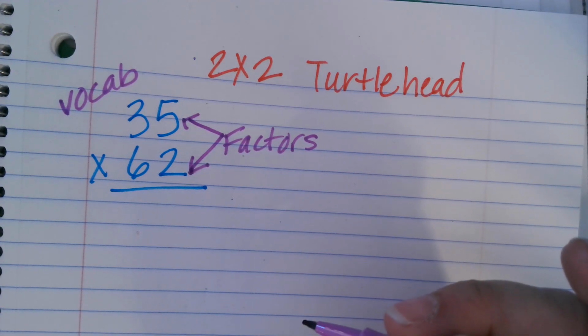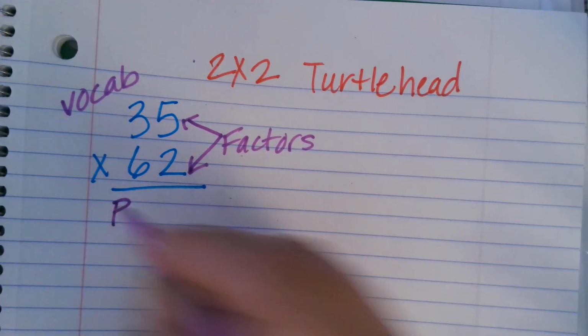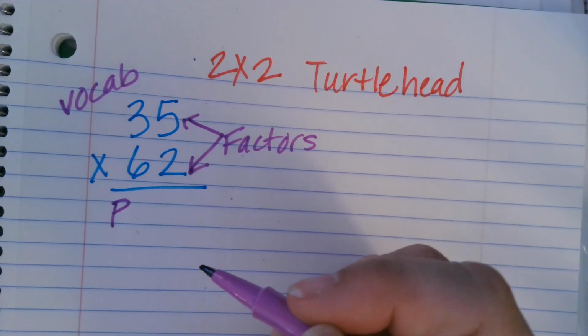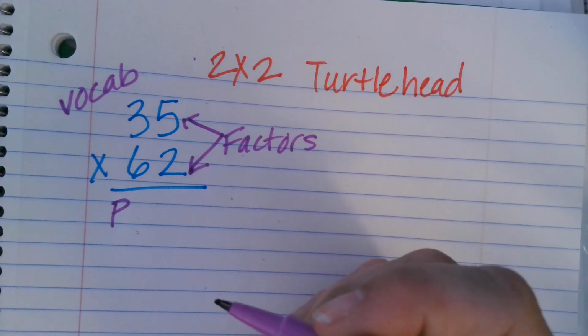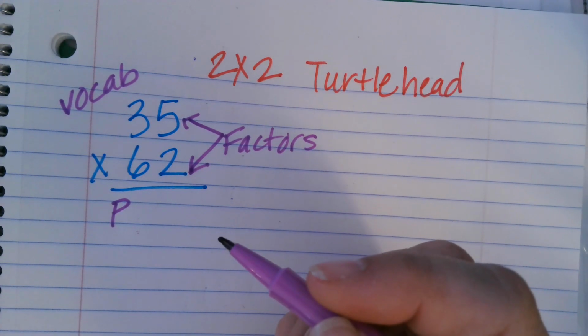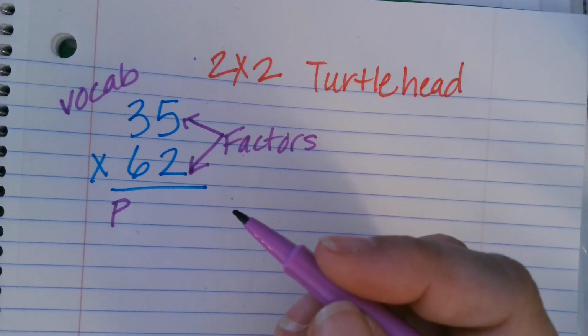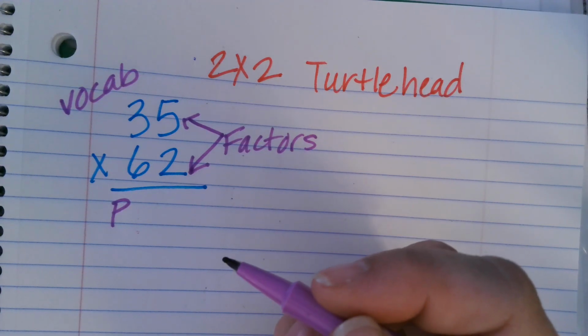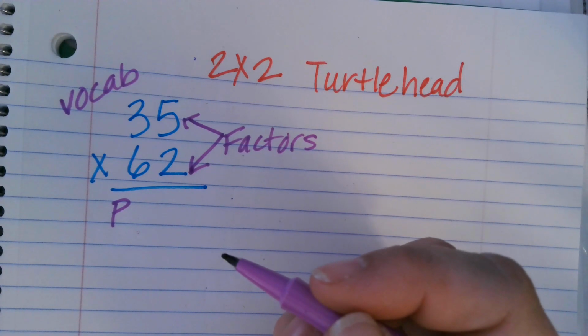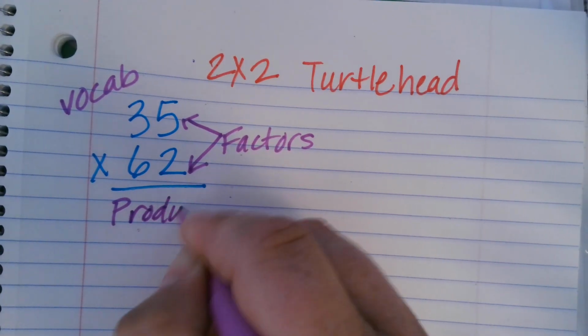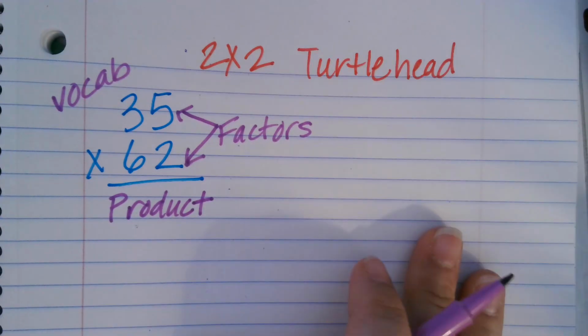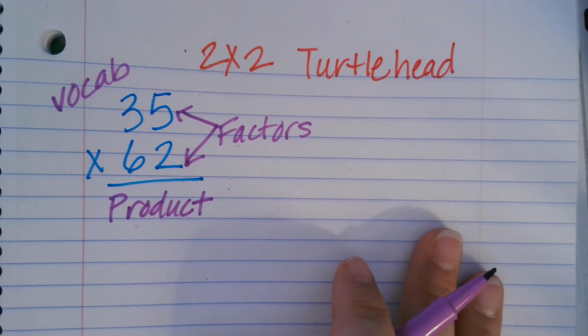It does start with a P. What is my answer called, Dane? Process. Close. Anybody else? What is it, Jackson? It's a product. Good job. All right, and we call the answer the product.